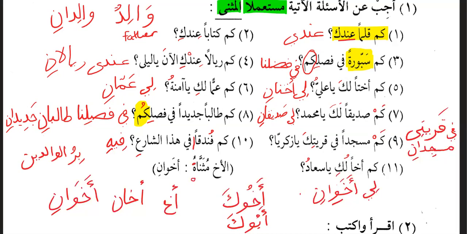Birrul walidain. So bir, which means good treatment, of the walidain, of the two parents. Birrul walidain. Is walidain different to walidani? Well, this is just another way of writing it. In the first one we have an alif, and in the second one we have a ya. We'll get to that when we get to that, inshallah. Like, for example, we have muslimun, but then we hear muslimin. There's no difference in the meaning, but there's a difference in the grammar.